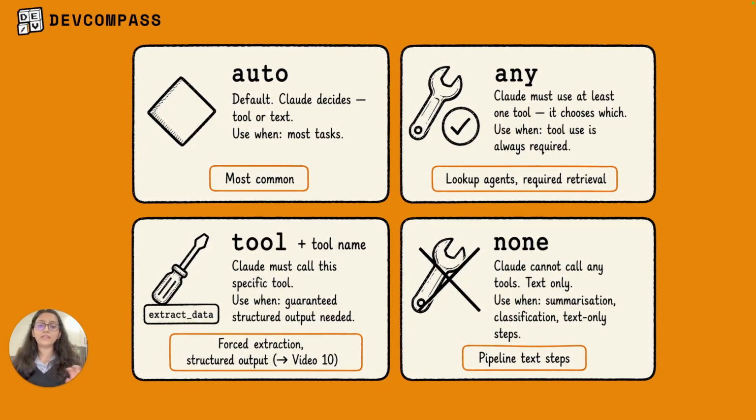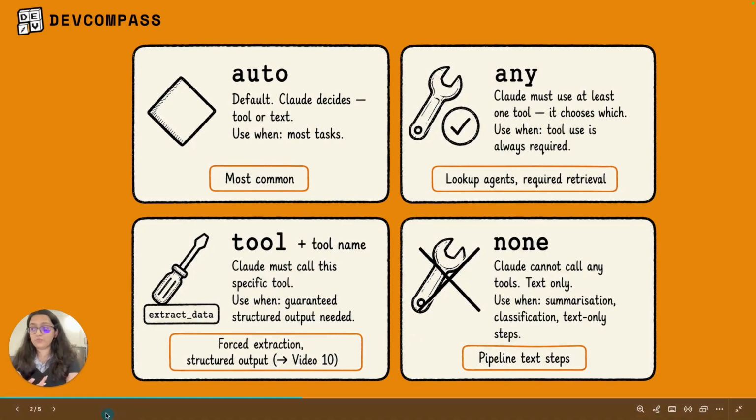And the final one is none. Claude cannot call any tools, text only response accepted. Use this for stages of a pipeline where tool use would be wrong. For example, a summarization step, a classification step that should produce text output. And that is why it says pipeline text steps. The exam might test all 4, so know the name and the use case for each one of them.